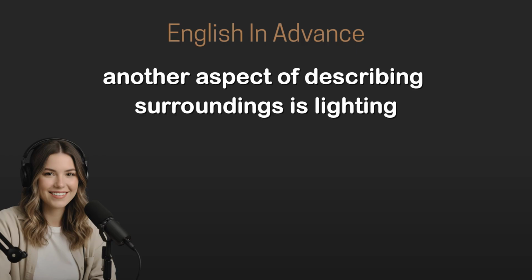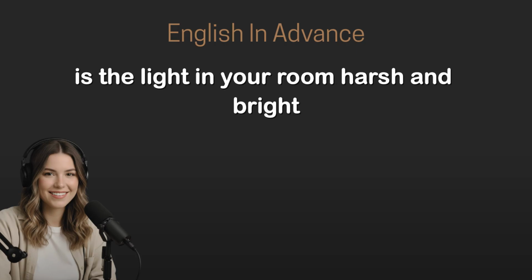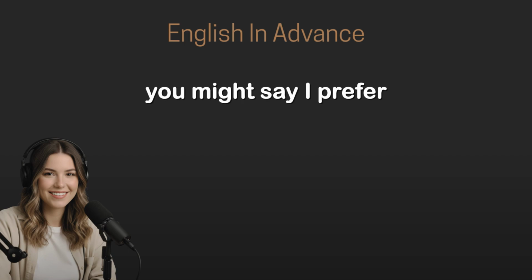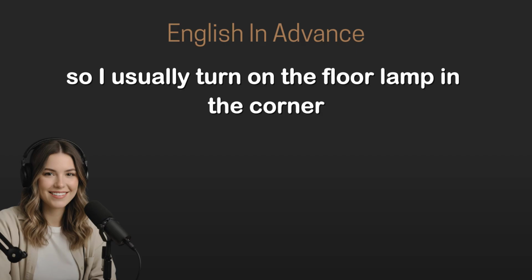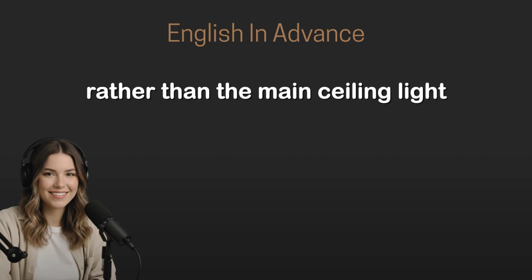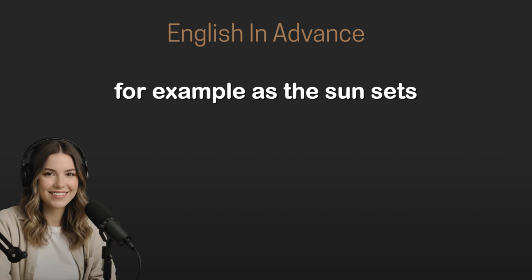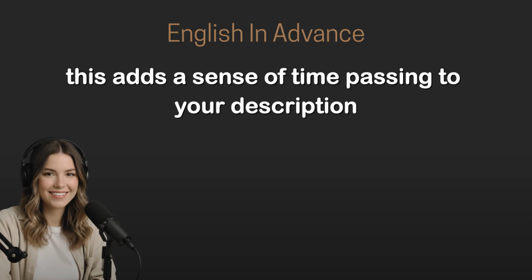Another aspect of describing surroundings is lighting. Lighting sets the mood. Is the light in your room harsh and bright, like in a supermarket, or is it soft and dim? You might say, I prefer soft, warm lighting in the evening, so I usually turn on the floor lamp in the corner rather than the main ceiling light. You can also talk about shadows. For example, as the sun sets, long shadows stretch across the floor. This adds a sense of time passing to your description.